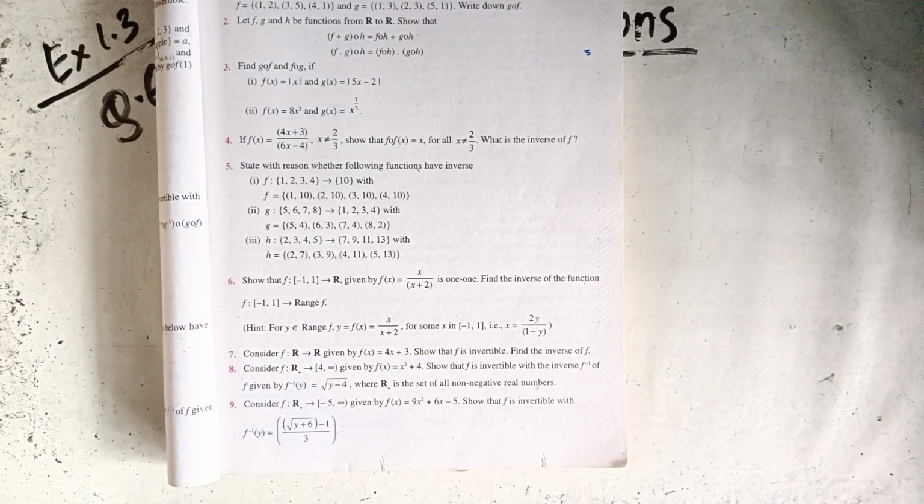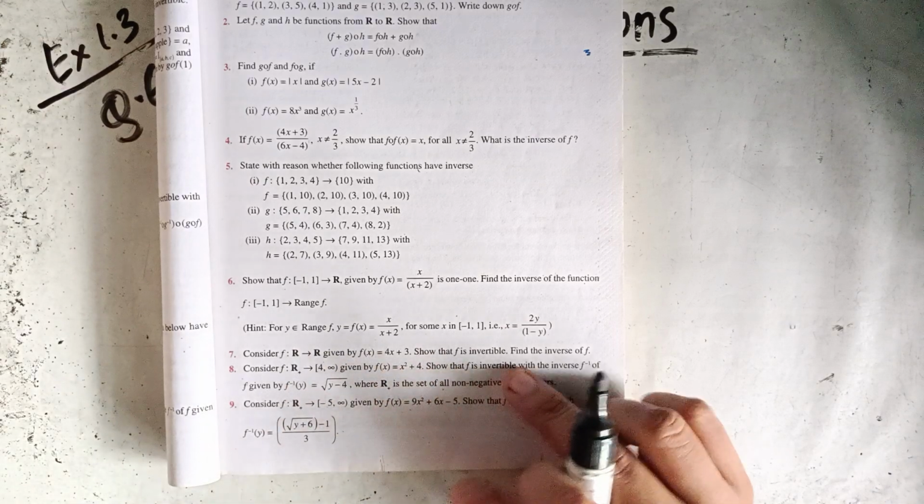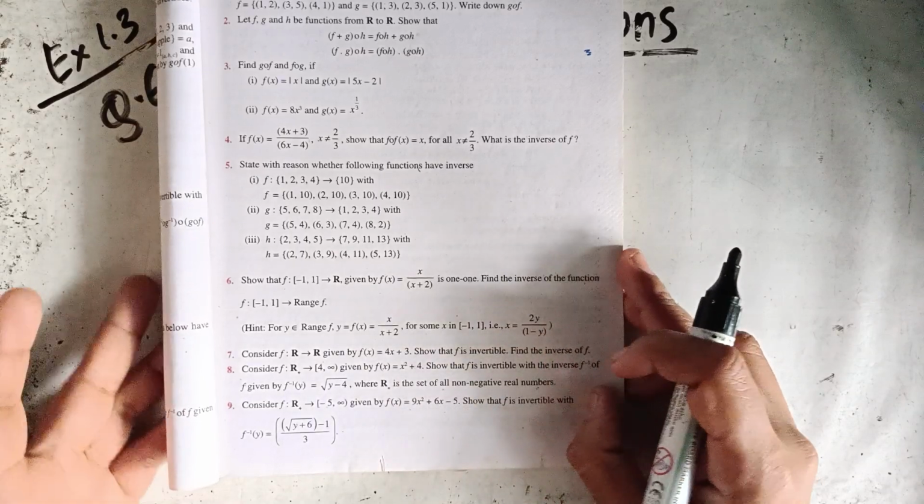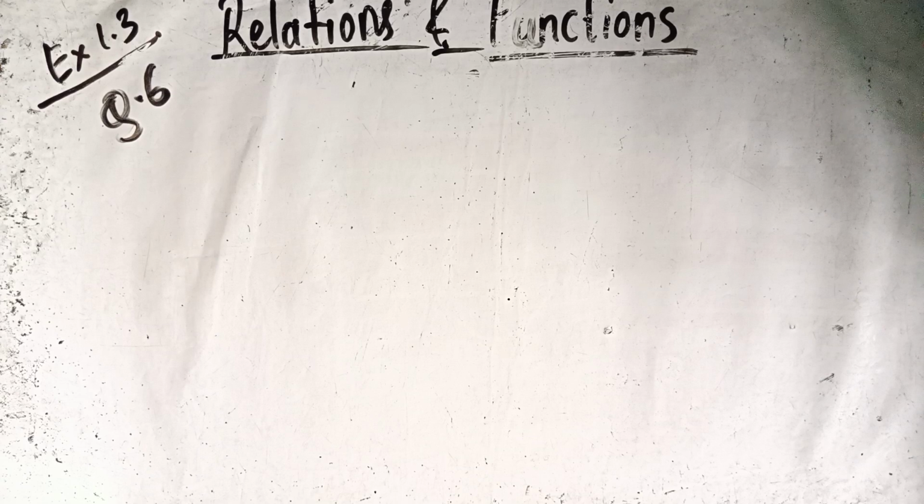And a hint is also given: if y belongs to range of f and y is equal to f of x, then x is equal to 2y upon 1 minus y. So it is given that it is one-one, and we have to show that it is.